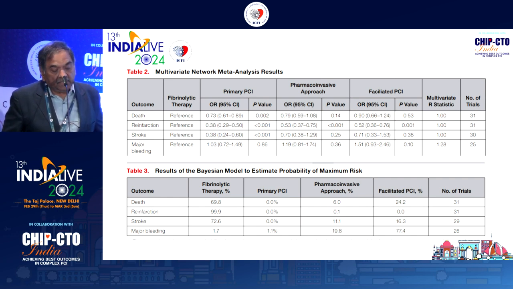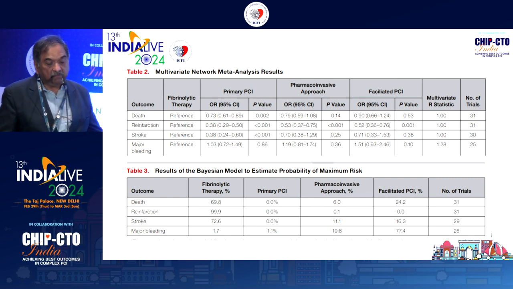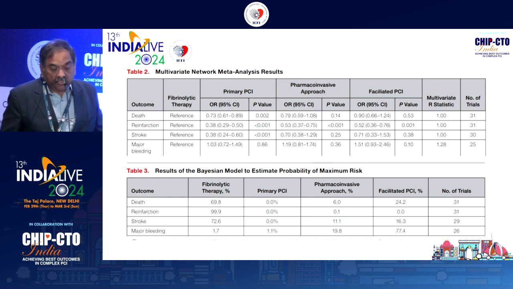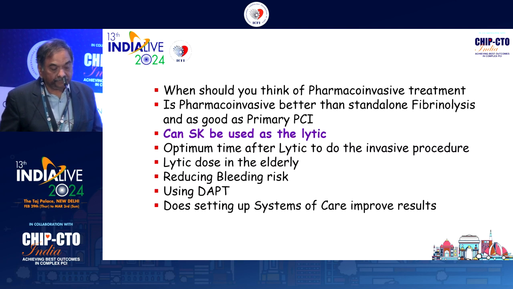And if you were to estimate the probability of maximum risk, and you looked at primary PCI as the standard, then with fibrinolytic therapy, there was a 69% increased chance of mortality, 99% increased chance of reinfarction and of stroke. But when you looked at pharmacoinvasive, mortality is higher than in primary PCI, but if you looked at reinfarction, that's where the real benefit is.